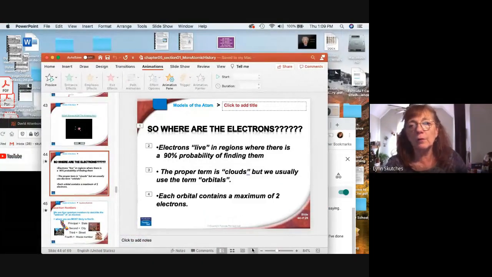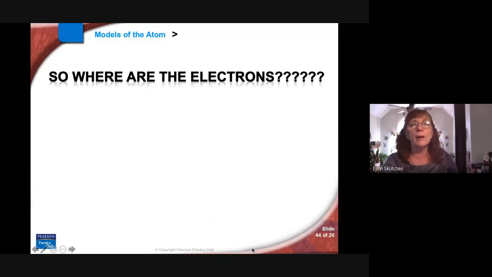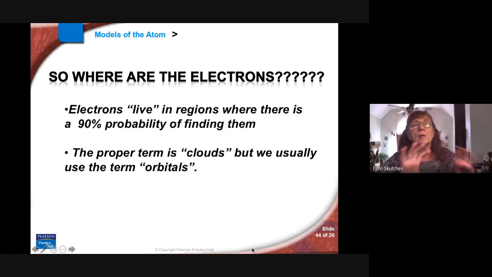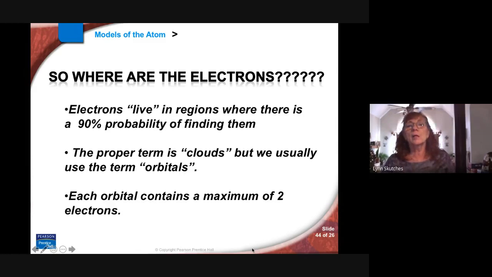All right, so if they're miles away and everything's mostly nothing, where the heck are those electrons? Well, keep in mind that electrons live in those cloud areas where you're most likely to find them, but no guarantee. Right now under lockdown, most of the time you're supposed to be in your house, but you might not be. 9 out of 10 times maybe. The proper term for that space is an electron cloud, but in everyday talk we usually say orbitals. Some people call them shells also. And here's the kicker: each orbital contains a maximum of 2 electrons.